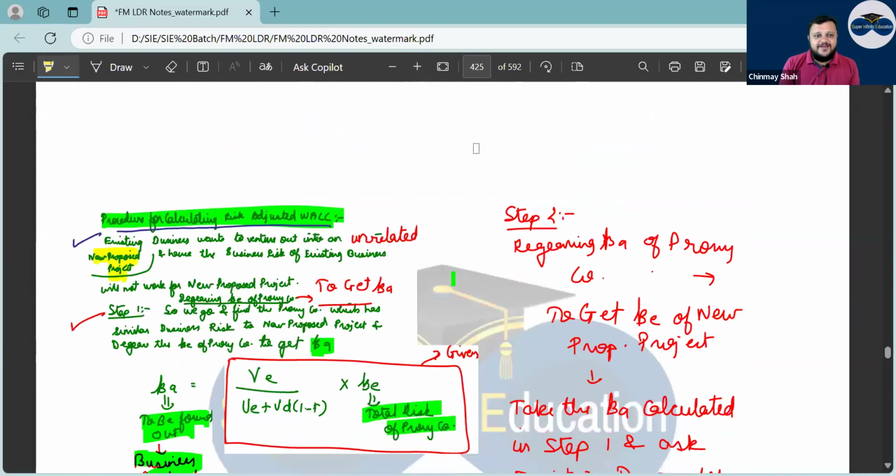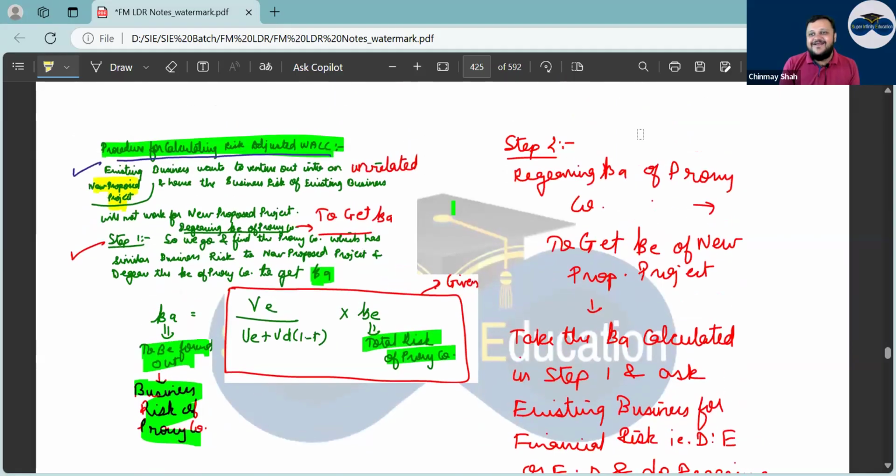Whatever I said, I have given detailed steps. Tell me, do you get all these kinds of things anywhere in any book? Not available at all. What to use, what not to use. Correct? Have a look. Business wants to enter into an unrelated business, or new project, and hence the business risk of the existing business will not work for the new project, right? So you go to find a proxy company, correct?